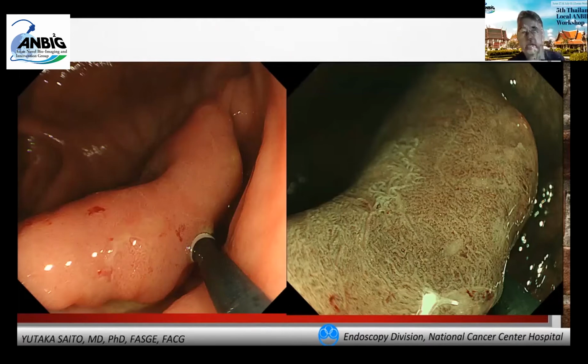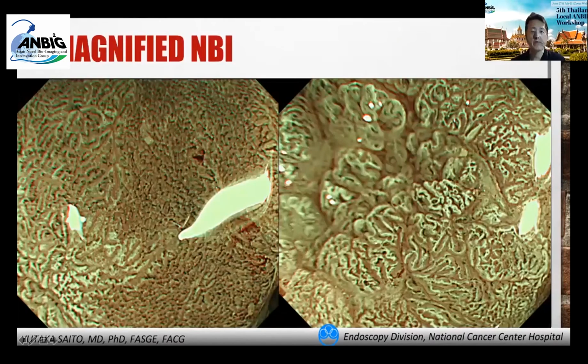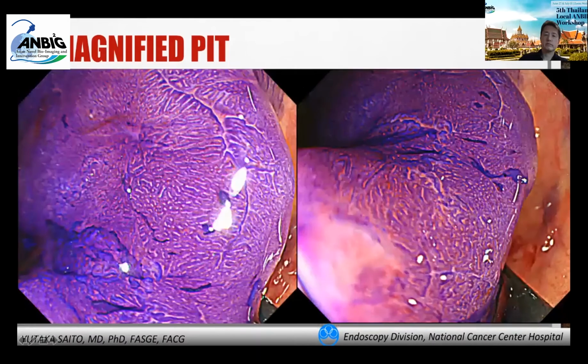And changing to NBI. This is NBI. And this is the center depressed area, and with magnification, irregular vessel pattern, irregular surface pattern. And this is crystal violet stain. This is the tumor edge, and this is the center depressed component. And now there is some demarcated area after crystal violet stain here.